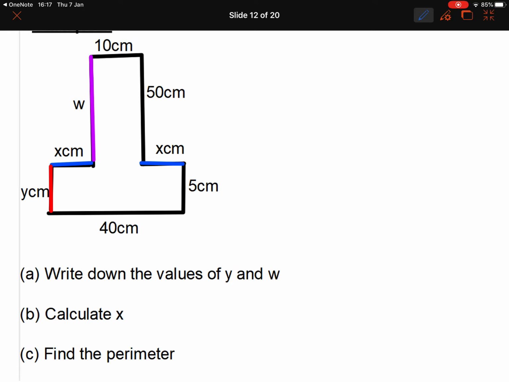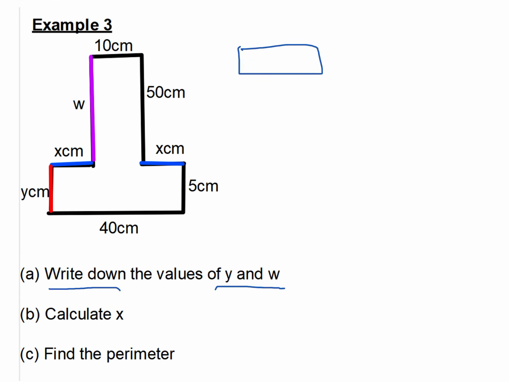Right, so as you can see with this one, it's asking us to write down the values of Y and W, okay? So this means that not much needs to be done in terms of working out, okay? Now, in a rectangle, as we've done before, we should understand that opposite sides are equal, okay?